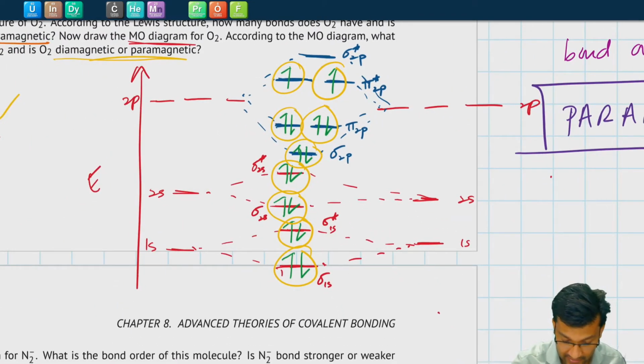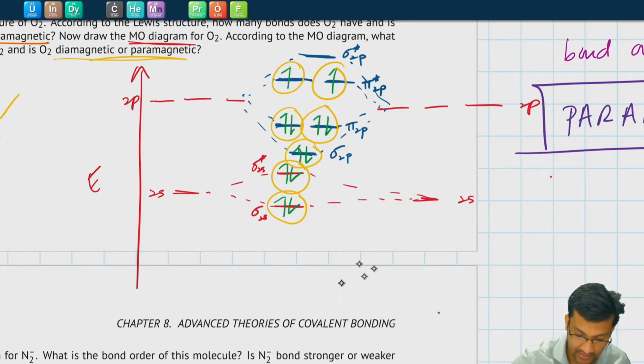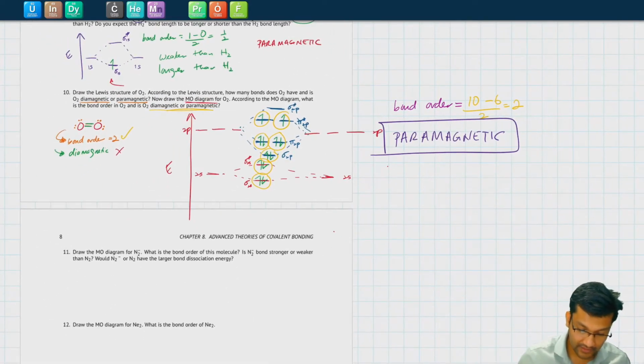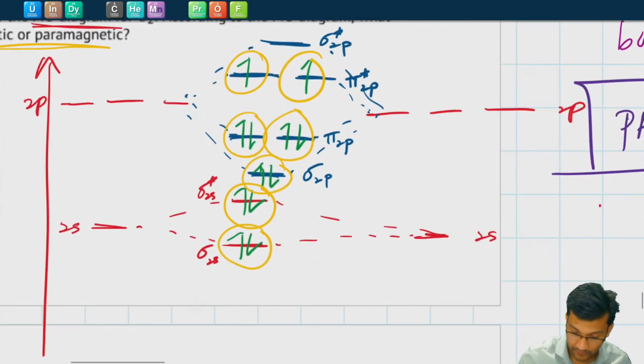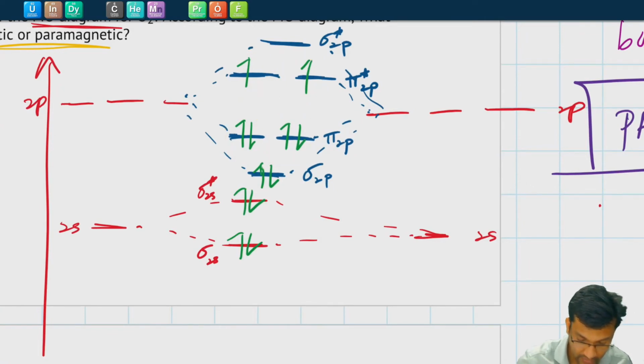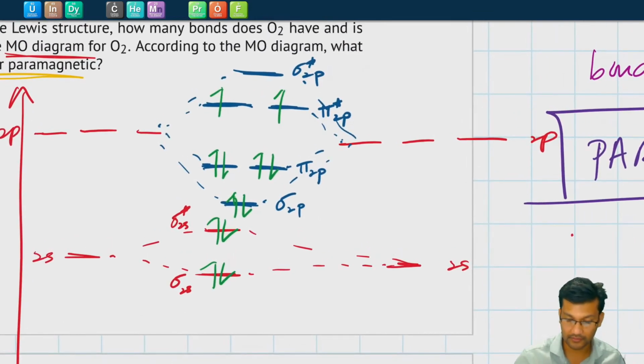Now, in a case like this, we could have ignored the 1s stuff because they're core electrons, and we probably should have only focused on the valence electrons. So the 2s and the 2p orbitals coming together. But there we have it. The molecular orbital diagram for oxygen. Let's erase these circles. There we go. That's a molecular orbital diagram for oxygen.